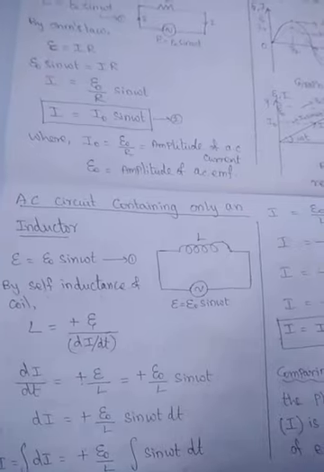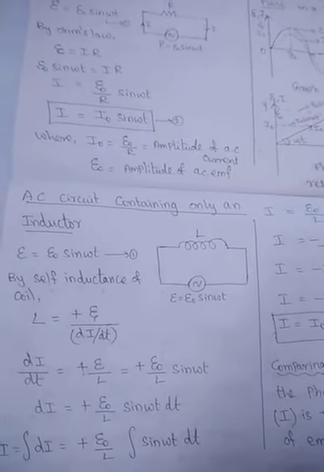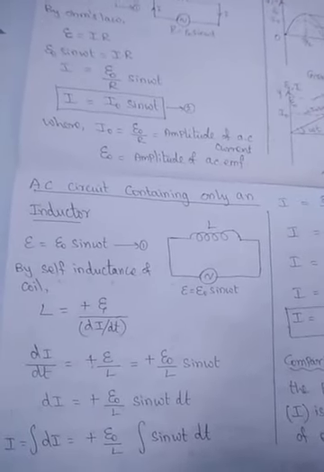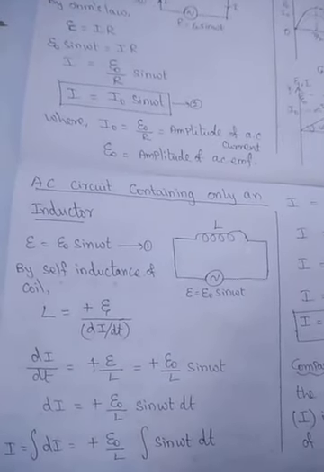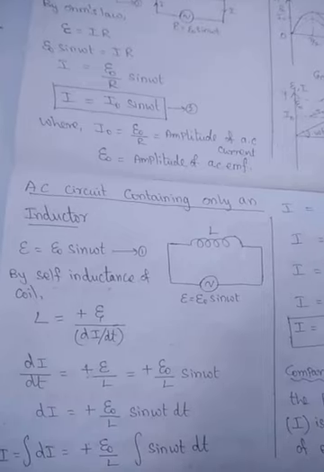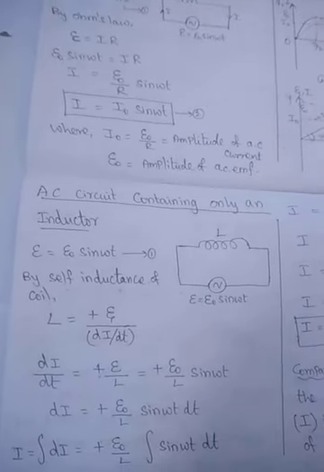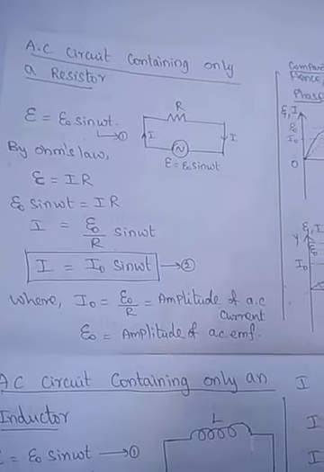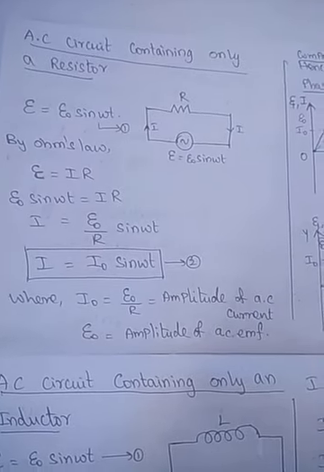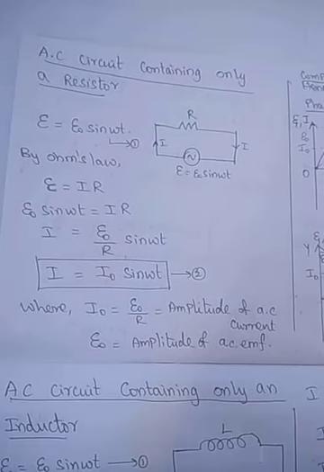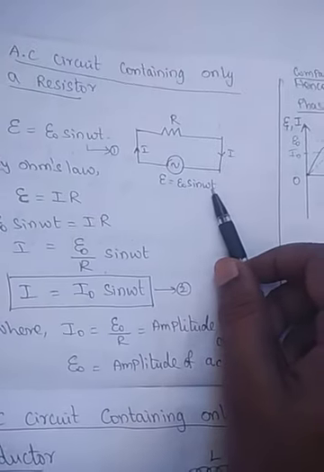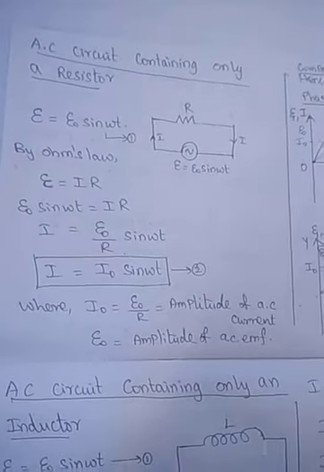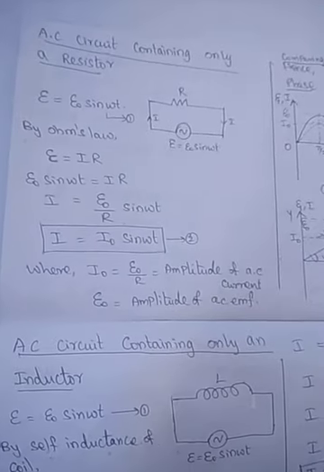In the next session, next week's video, we will see the AC circuit containing a capacitor, and then the series combination of LCR. L is an inductor, C is a capacitor and R is a resistor. We connect all three components in series combination, then supply the AC voltage E equal to E naught sin omega t. That is the flow of this syllabus pattern.